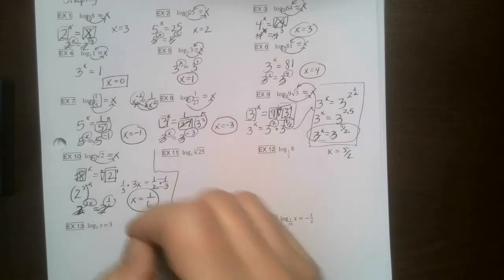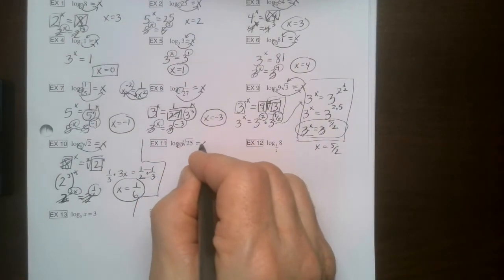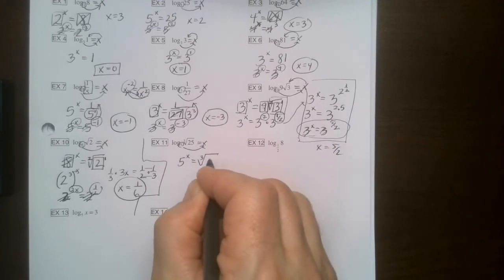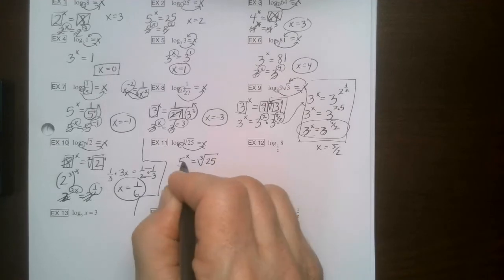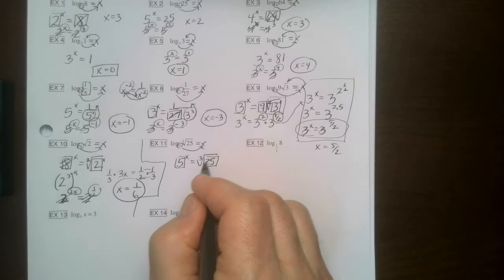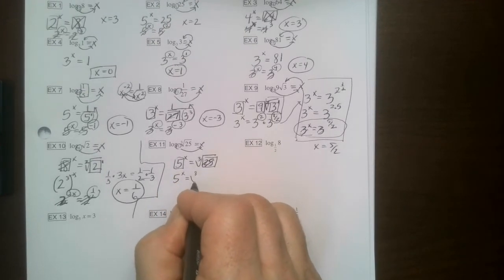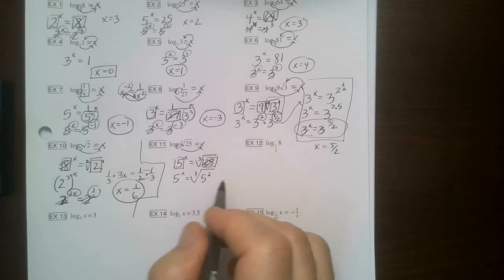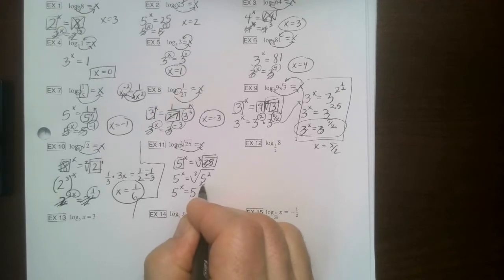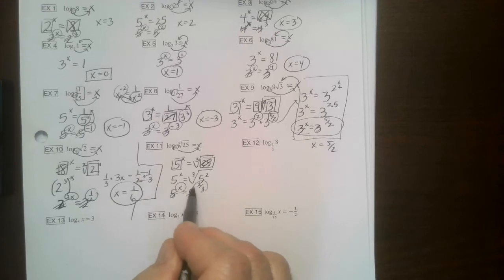All right. Hopefully you're starting to get this. Base, exponent, answer. Notice I have a 5 and a 25. Which one's bigger? The 25. What am I going to make that? I'm going to make the 25 5 squared. Now, I'm going to make this 5 to the 2/3 power. And then the 5's cancel. X equals 2/3.